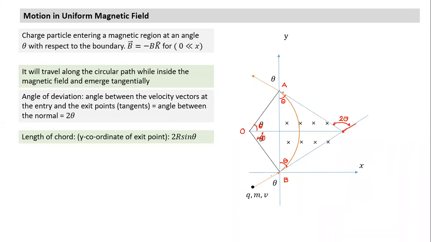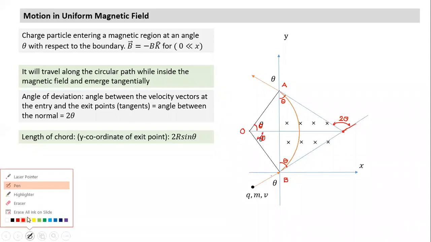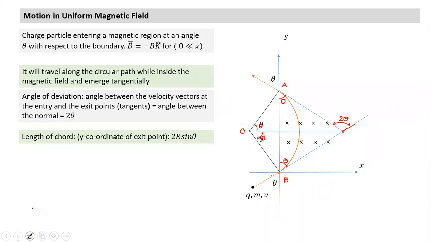So what does AB indicate? AB indicates the distance between the entry point and the exit point. So can we calculate the length of the chord? The length of the chord is fairly simple to calculate. Okay, I'll remove this theta part. I have understood what those angles are. So what is this chord length AB?